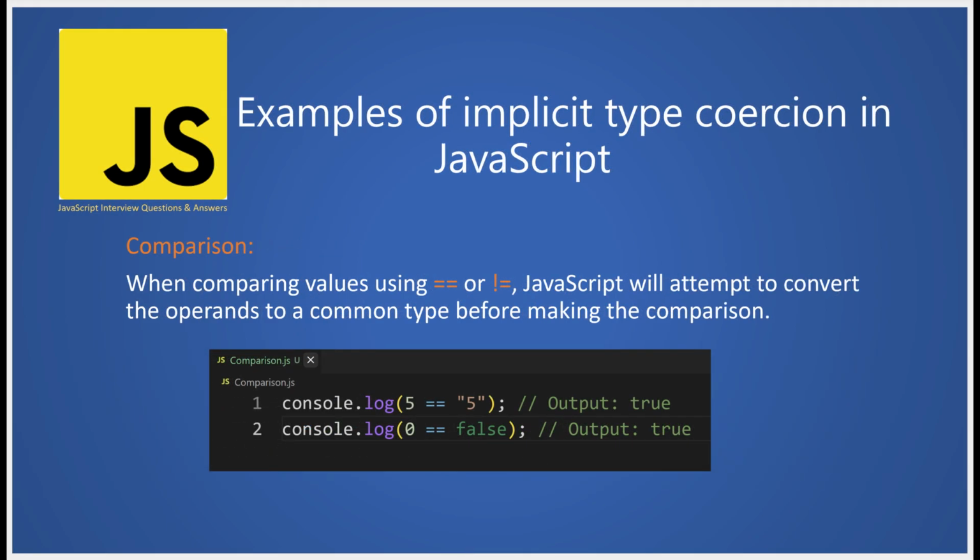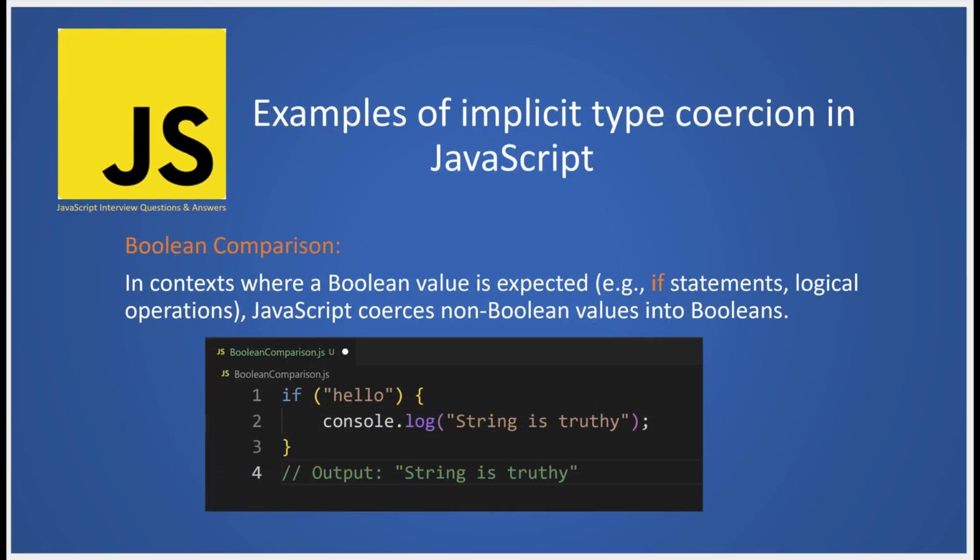But what happens when you compare different data types? Well, JavaScript has an answer for that as well. When using the double equals operator, JavaScript will convert the operands to a common type before making the comparison. So 5 == "5" will output true, and 0 == false will also output true, and it doesn't stop there.